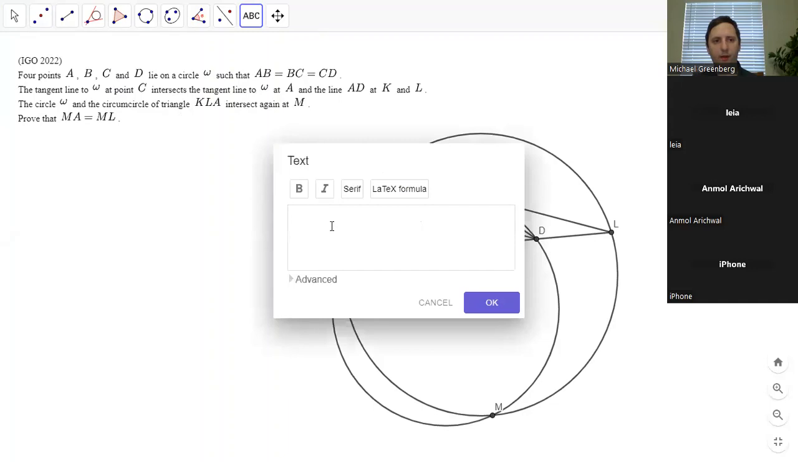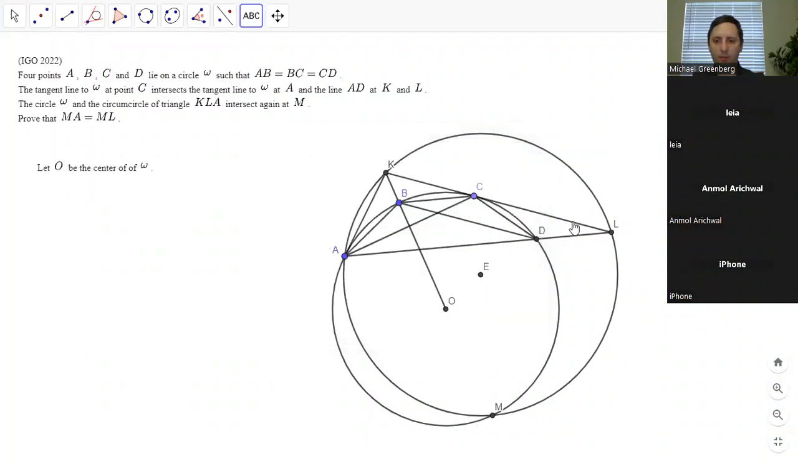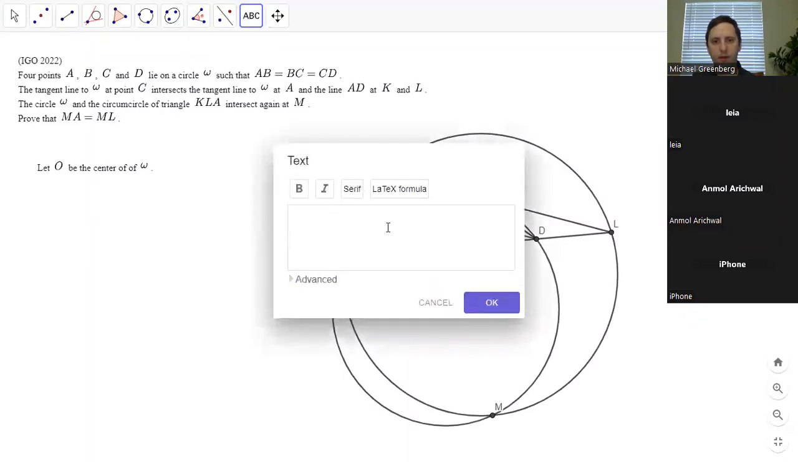Okay, so I'll start by saying let O be the center of omega. Thanks for joining, Hakan. So we have angle LCD is CAD. So angle LCD is angle CAD, which is angle CBD.